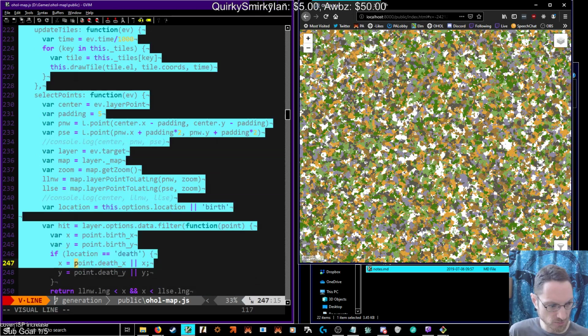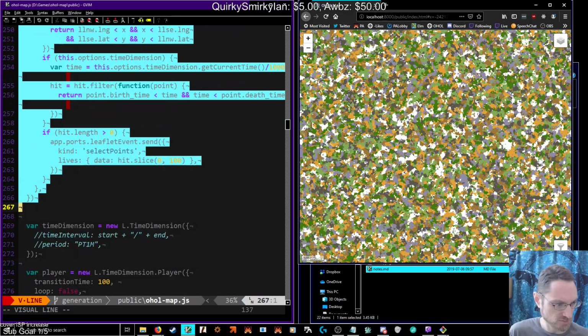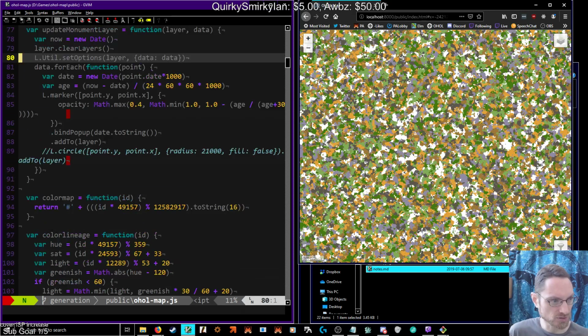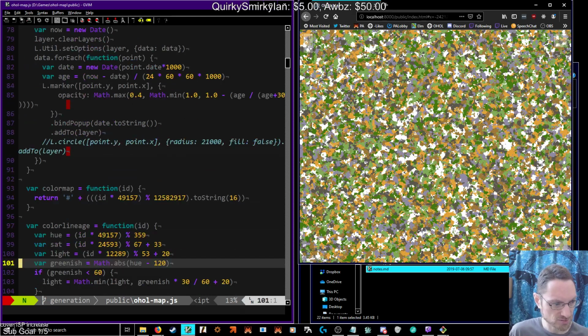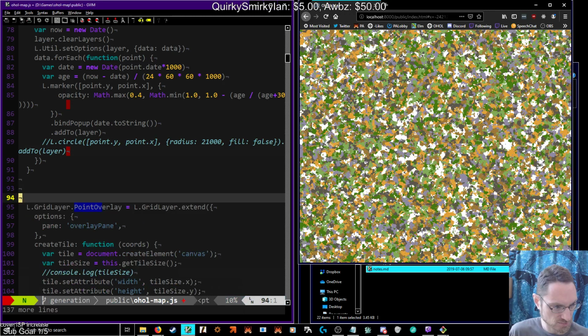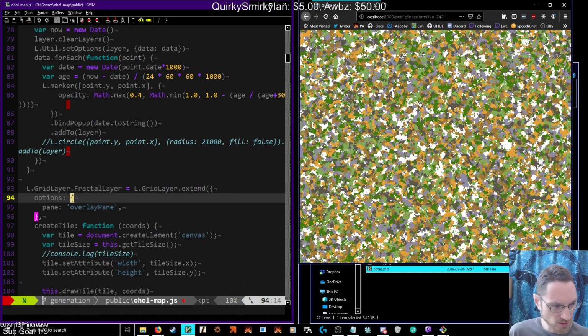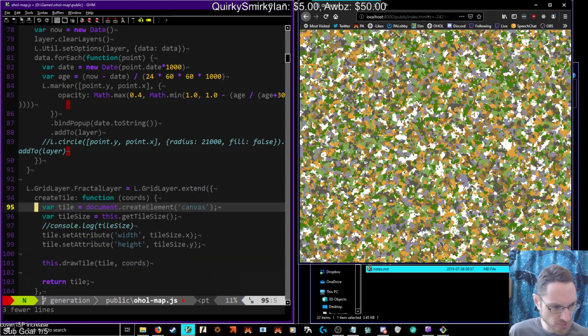Okay, we don't need to animate, we don't need to select points. There's gonna be a bunch of other stuff here. All right, color. Those are all color functions that are kind of used by this. Grid layer. This is, no, this will be the biome layer, but this is going to become like a fractal test layer. Grid layer extend, it's not going to override the pane. It's going to have a tile, it's going to have a tile size, it's going to have a canvas width.